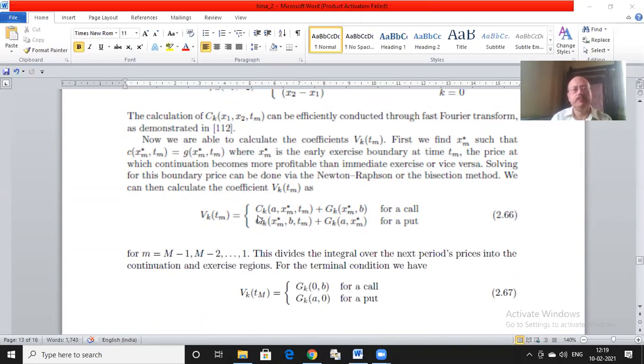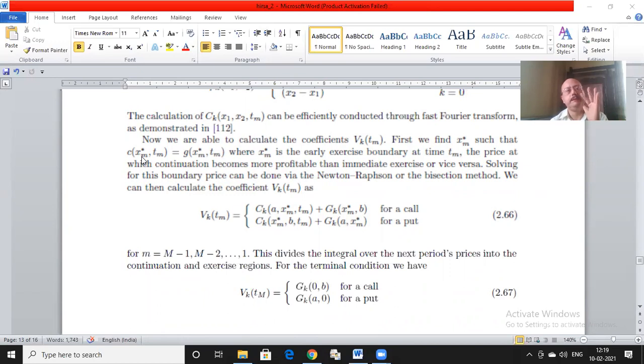So VK will be given by CK plus GK for a particular X star M and call option, and slightly differently for the put option. But how is it done? So we find a point X star M, some value, such that we are exactly breaking even. So X star M is that log stock price at which we are indifferent between continuing and exercising immediately. So it is like our marginal point.